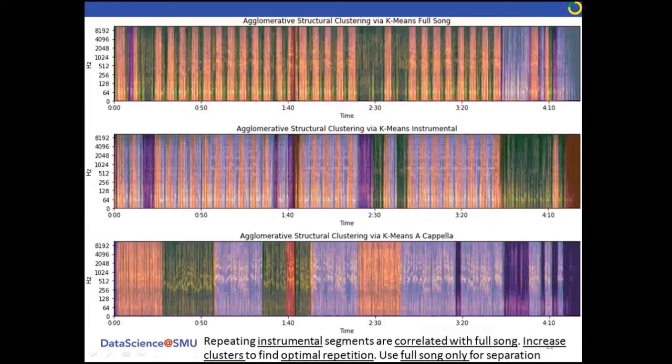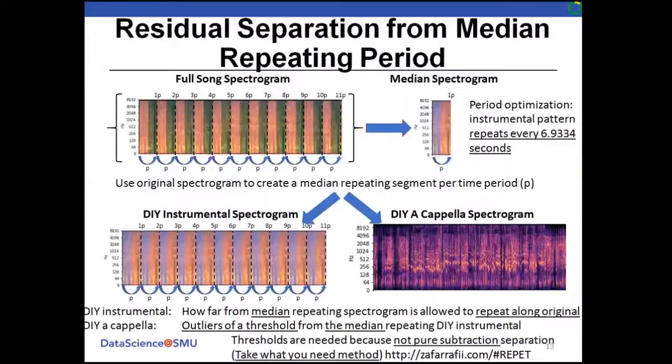So obviously, the instrumental is very correlated with the full song if the instrumental is really redundant, and we can increase the clusters to find the optimal repetition. So for the separation procedure, we only use the full song for the separation. So this procedure is basically we find the cluster to the optimal repetition, and then we take the median. So it optimizes at 6.9 seconds, and then to make an instrumental is basically the median overlaid on top of the full spectrogram to make an instrumental, and then we take it's how far the repeating spectrogram is allowed to repeat around the original.